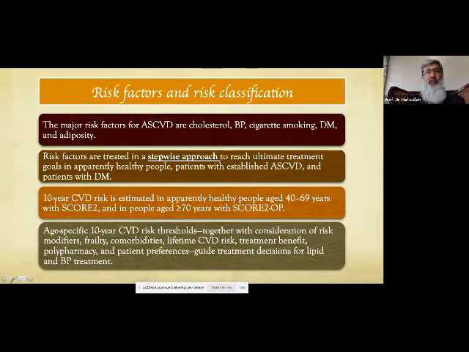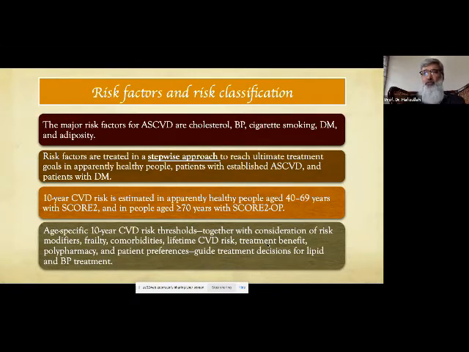Age-specific 10-year cardiovascular risk thresholds together, we should be estimating with risk modifiers, which I'm going to take in a minute: frailty, comorbidities, lifetime cardiovascular risk, and treatment benefit. What it means is that when you have a patient who has been treated and has a cholesterol LDL of, let's say, 70, and you want to go a step further, how do you go a step further?